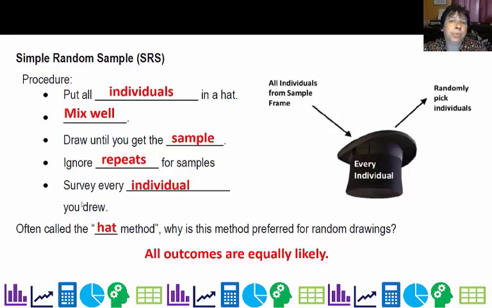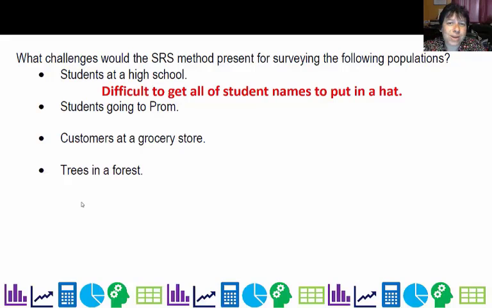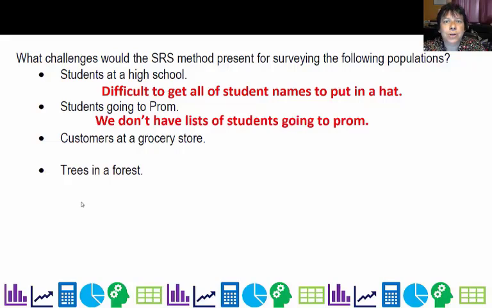Now, we don't always use simple random samples, and why would that be? Well, there can be some challenges in getting simple random samples. If I wanted to survey all the students at the high school, even though I'm a teacher, it's difficult for me to get a listing of everybody due to privacy issues. So maybe I wouldn't do a simple random sample of all the students in the high school. If I was trying to survey all the students going to prom, the problem is I don't have a list of students going to prom. I could take a list of people who had bought tickets and sample them, but that wouldn't give me everybody going to prom, because some people wait till the last minute.